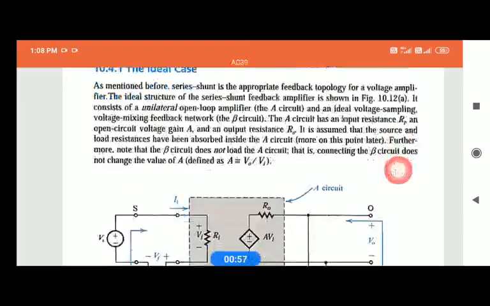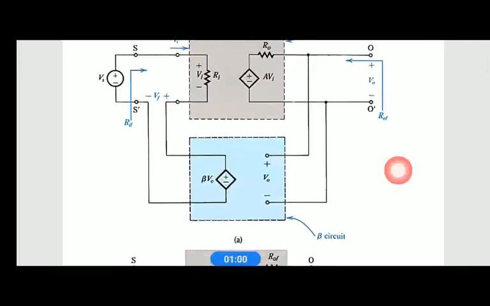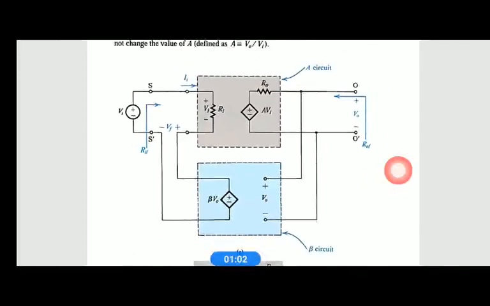Right, let's see this network, that is the series shunt network, which we are using as a voltage amplifier. Here the open loop amplifier equivalent circuit is given. This is the open loop amplifier equivalent circuit where the input voltage at the open loop amplifier circuit is Vi, and the resistance seen at the input of this amplifier is Ri.